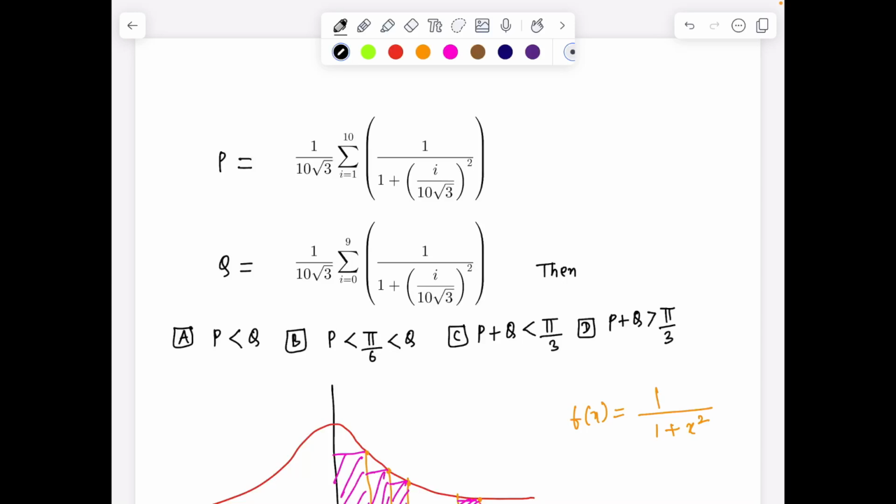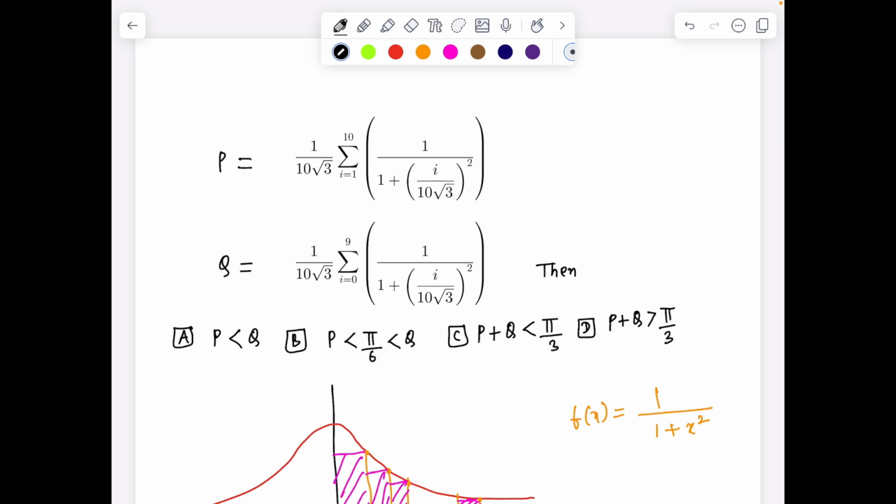Good evening all of you, and here is a good and relevant problem for the upcoming JEE Advanced. Since JEE Advanced has already tested a similar idea, let's see how to solve this problem. We have expression P, which is the summation from i equals 1 to 10 of 1 by (1 plus (i over 10 root 3) whole square). A similar expression is Q.